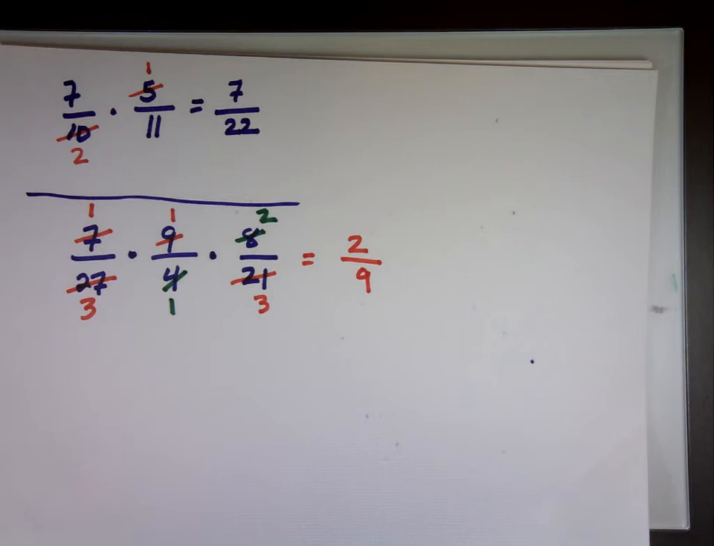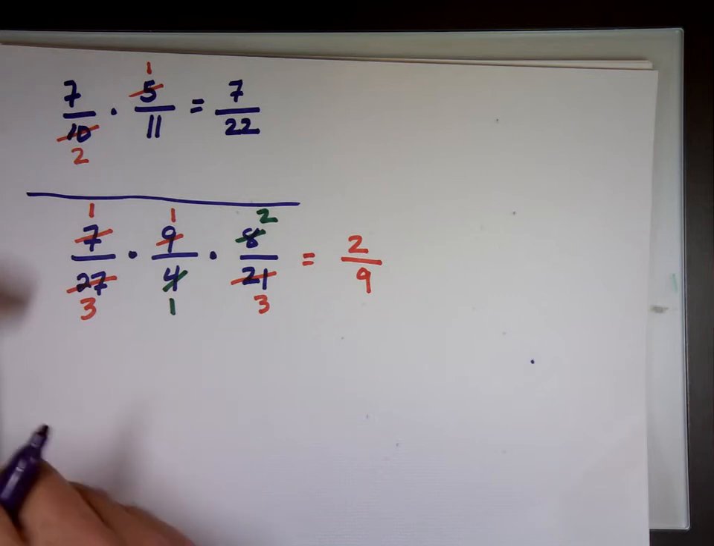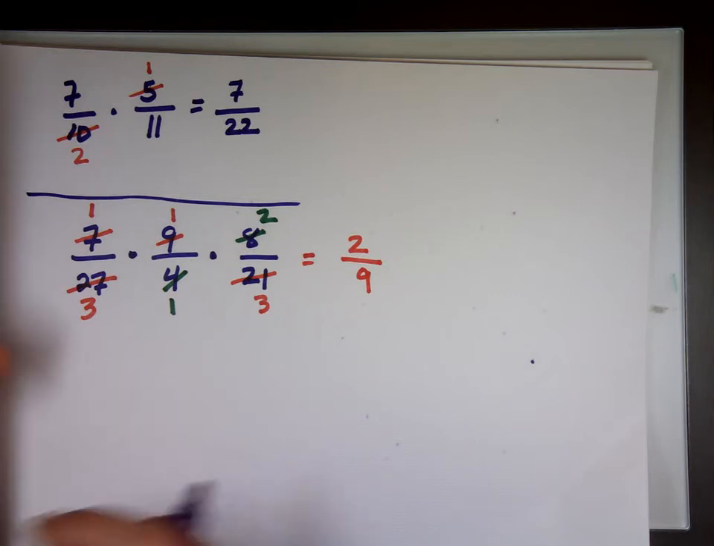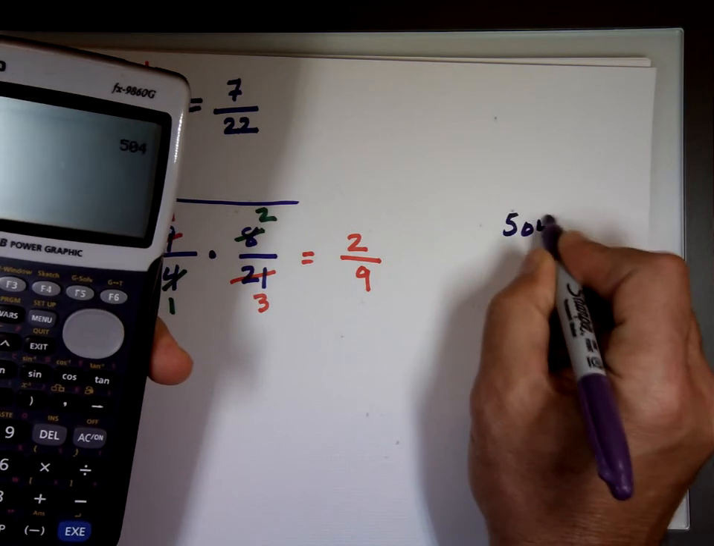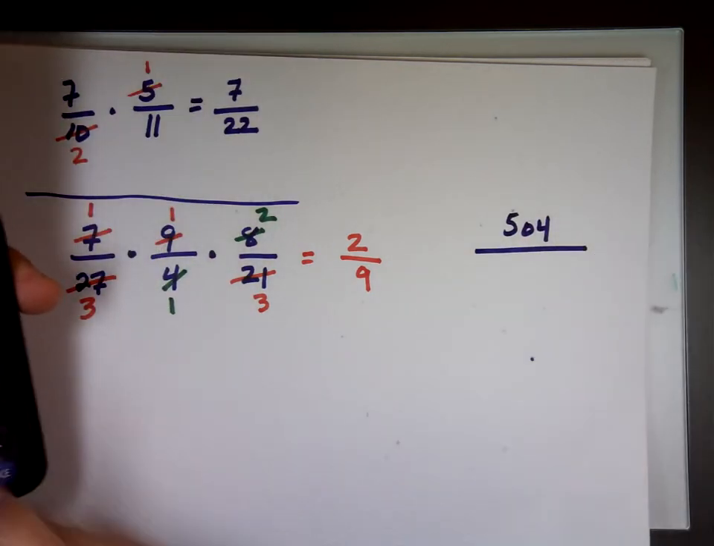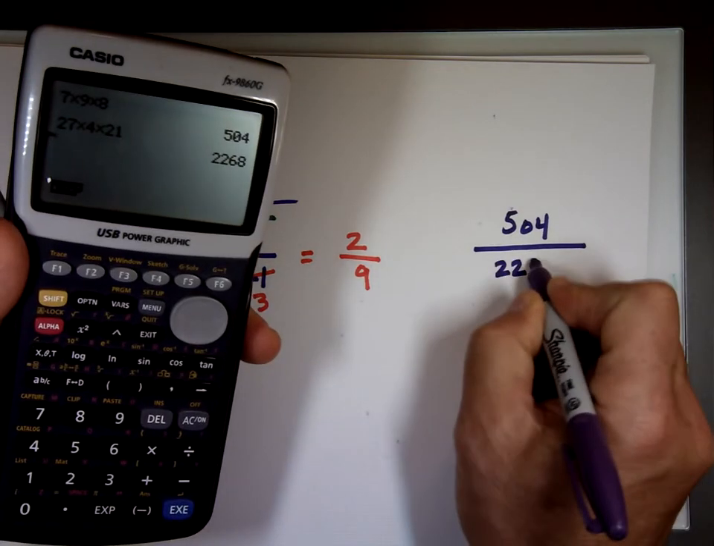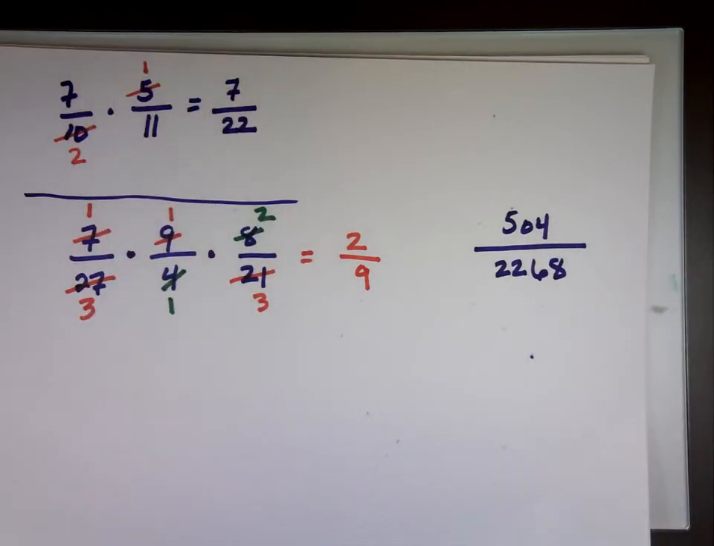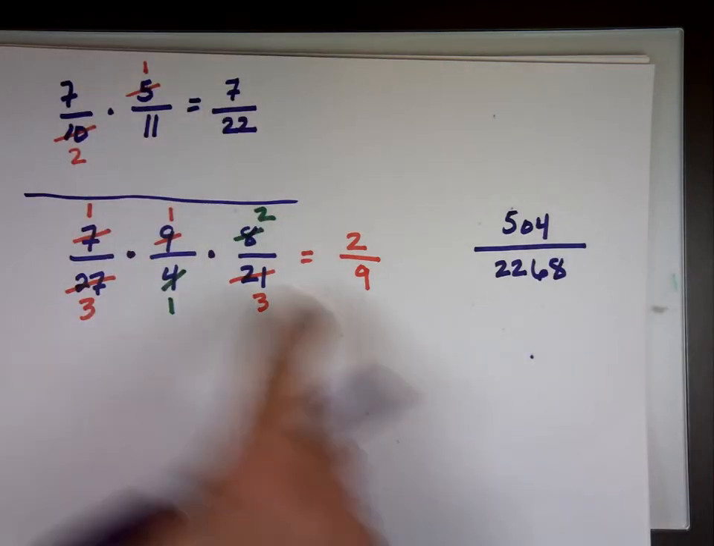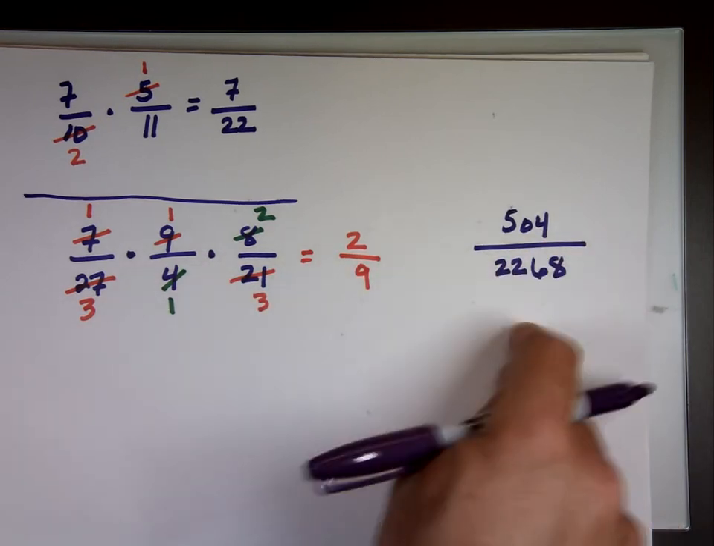A lot easier than multiplying these numbers trying to simplify. Just to give you an idea, if you multiply these numbers and try to simplify them, I'll definitely need a calculator here to multiply them out. If I multiply them, let's see what the top will be. 7 times 9 times 8. That'll be 504 over 27 times 4 times 21, 2,268. Do you really want to simplify that number? No. So it is easier if you simplify first and multiply, than multiply and simplify. That's a nightmare sometimes.